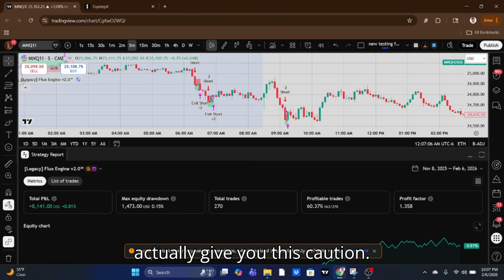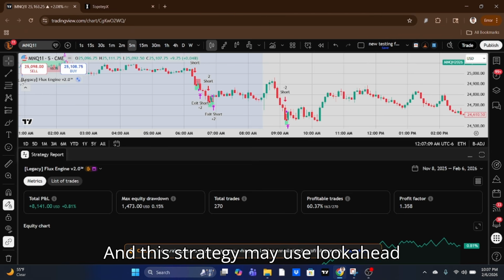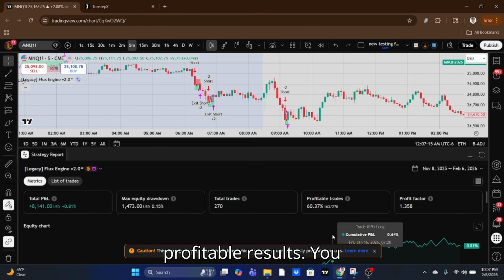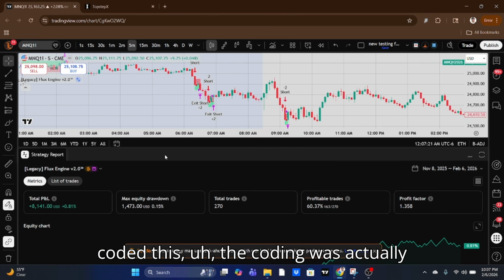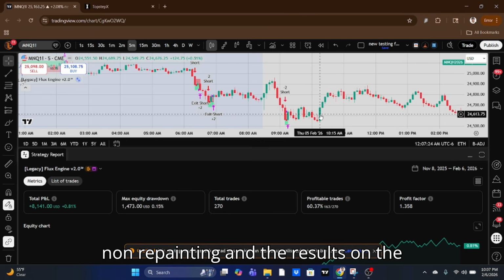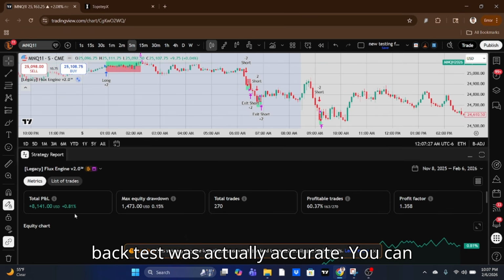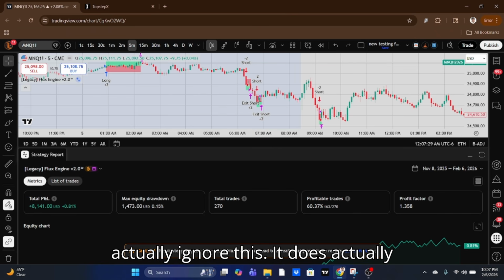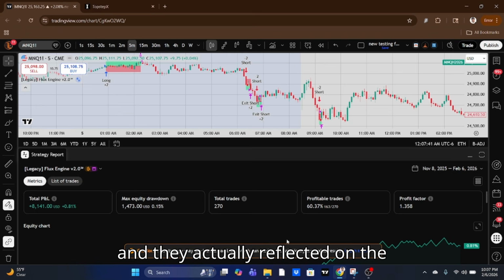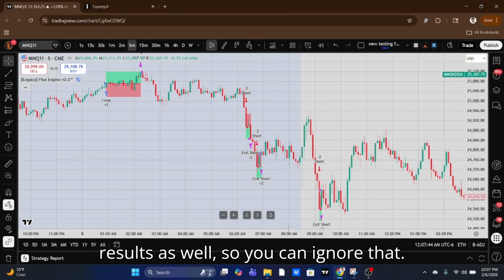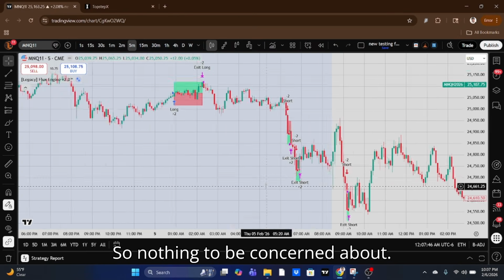It does give you this caution, that this strategy may use lookahead bias, which can lead to unrealistically profitable results. You can ignore this. This is actually non-repainting. When I coded this, the coding was non-repainting, and the results on the backtest were accurate. You can ignore this. It says this on a lot of strategies, so it's nothing to be concerned with. As you can see, my Flux Engine got me over $2,000 in balance, and it reflected the results as well. So you can ignore that. Nothing to be concerned about.